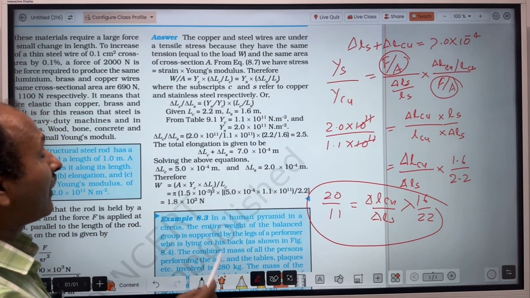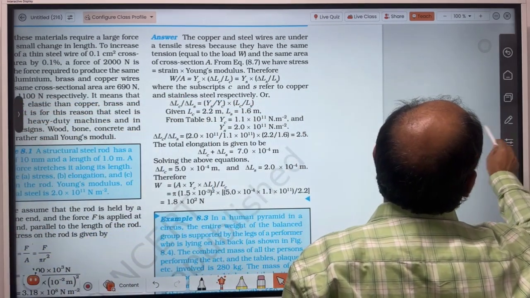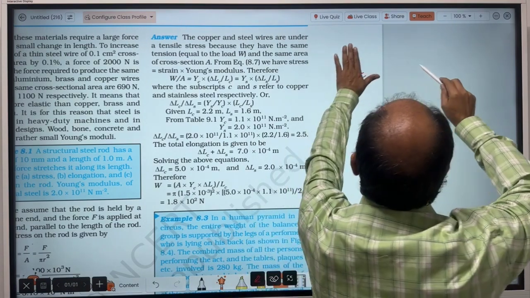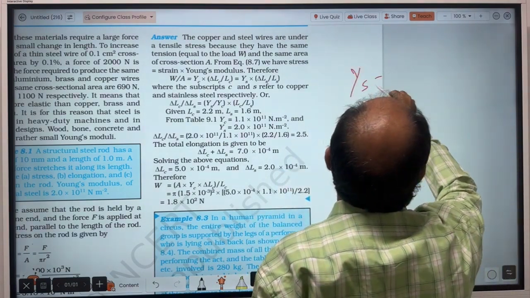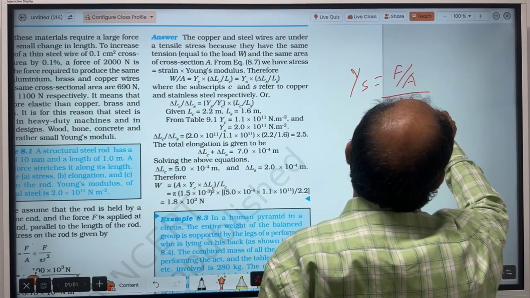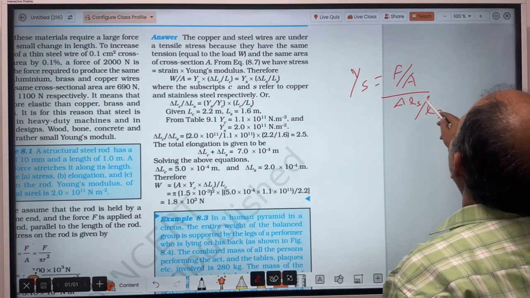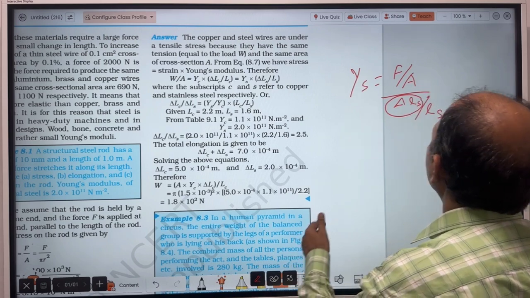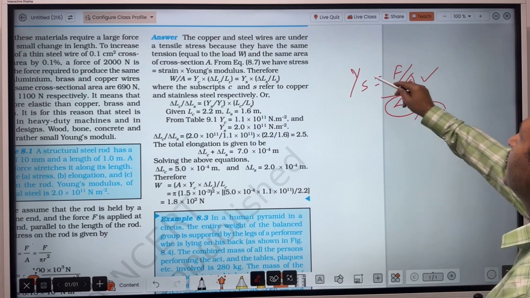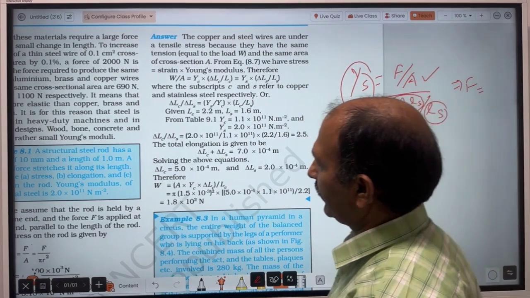After that we can use the formula, sorry, not F, Y, just write Y steel equal to F upon A divided by delta L steel divided by L steel. Since you have got the value of delta L steel in calculation and the length of steel is given, area of cross section is given, Young modulus is given, you can calculate F, and that is to be found.